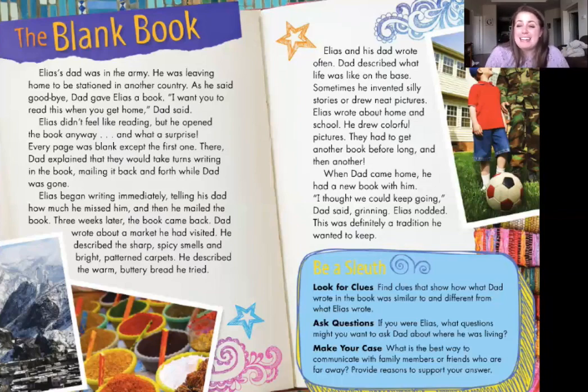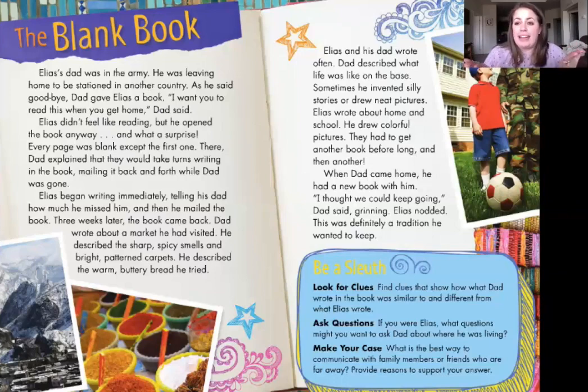Okay, so let's think about that big unit essential question. How can familiar things help us with change? So, what was the change that happened in our characters' lives throughout our story? At first, Elias and his dad lived together, and then because of his dad's job, things changed. He had to move away for a bit and stay on a military base.